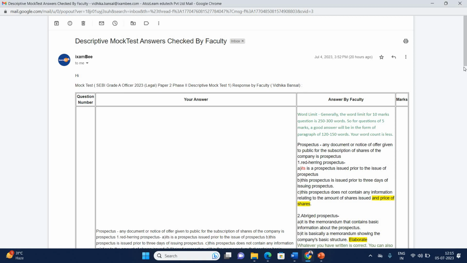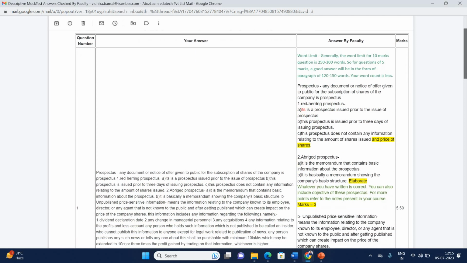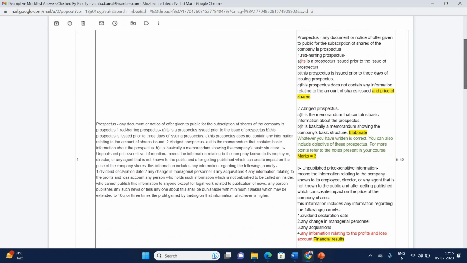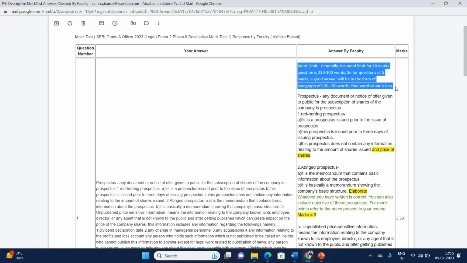So this was a test which was submitted and I have evaluated this myself. The question was with respect to the difference between the abridged prospectus and red herring prospectus. The first question had two parts and the second part was a short note on unpublished price sensitive information. So here, when I moved to evaluation, first of all I checked out the word limit of the student. In a 10 marks question, it is expected that the student may write somewhere between 250 to 300 words. A good answer can be structured in this word limit.